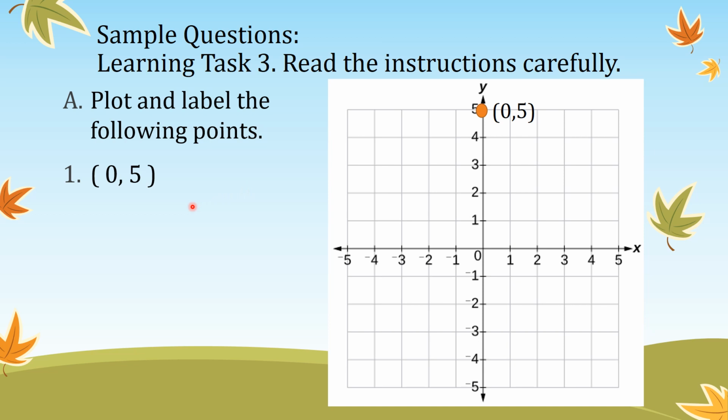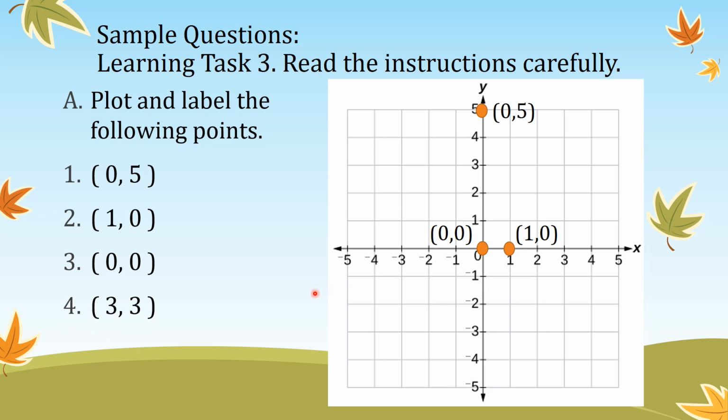Then, our number 2, coordinate, or point, 1, 0. So, 1 count sa x-axis to the right, and 0 sa y-axis. So, we have this 1, and then di na tayo magka-count because our y-coordinate is 0. So, this will be the location of the point with the coordinate 1, 0. Next, we have 0, 0. So, since our x-coordinate is 0 and our y-coordinate of 0, so ito na po yung location ng point natin. So, the coordinate will be 0, 0.